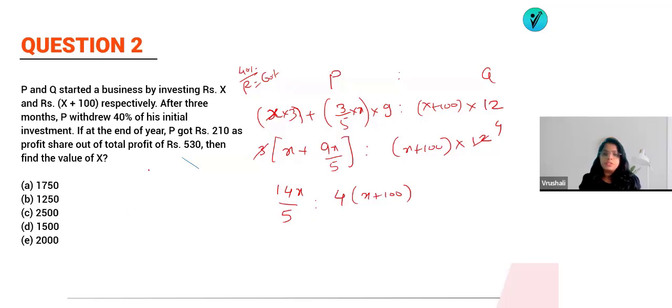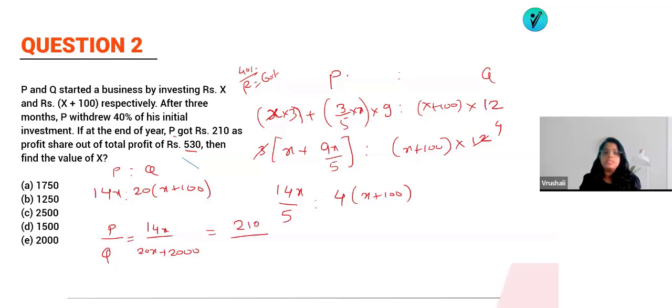So you can see what this ratio will be. 14x, this 5 will go to the other side. 14x is to 5 fours are 20 times x plus 100. This is the ratio of P to Q. And what is their profit? We can see P got 210 out of 530. So if you find P by Q, P is 14x divided by 20x plus 2000, which is equal to, P has received 210. So what will Q receive? Q will receive 530 minus 210, that means 320.